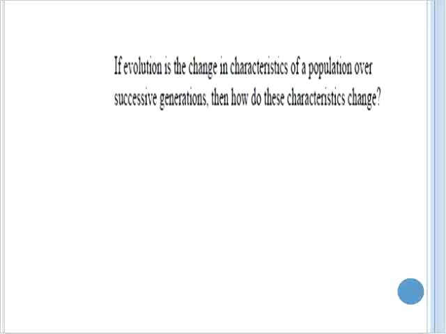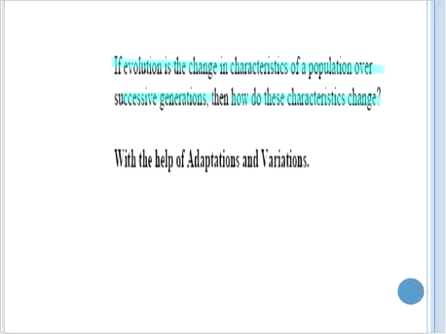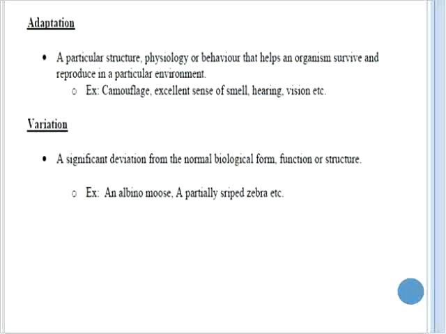If evolution is the change in characteristics of a population over successive generations, then the question has to be asked, how do these characteristics actually change? The answer is that it happens with the help of adaptations and variations. We define an adaptation as being a particular structure, physiology, or behavior that helps an organism survive and reproduce in a particular environment.